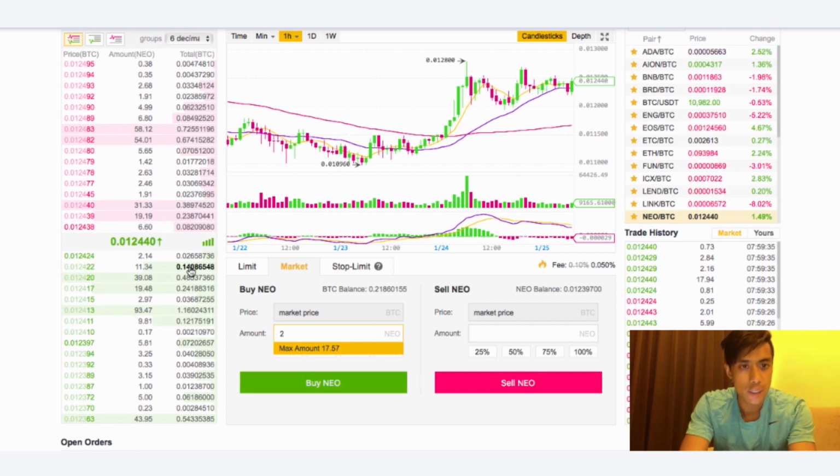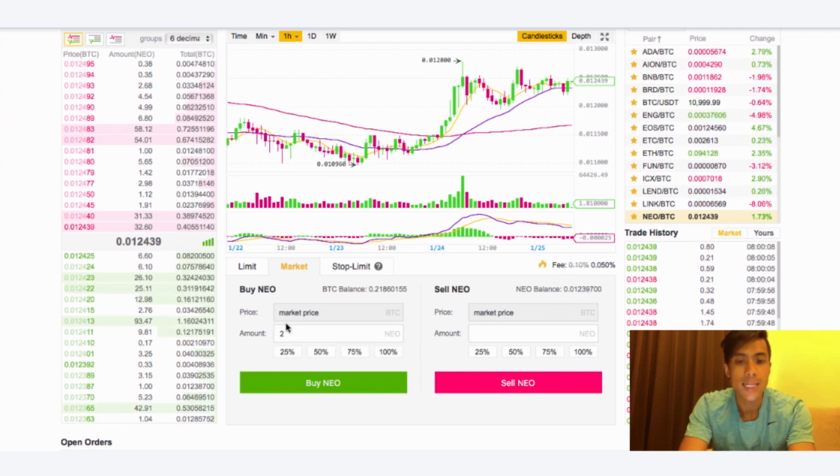These transactions are instant, and your NEO balance will immediately go up to 2. It's instant because by placing a market order, you're essentially saying, I'm willing to buy NEO at whatever price necessary so that I'll immediately have access to my coin. Same goes for selling. And just like that, you now know how you can acquire altcoins.